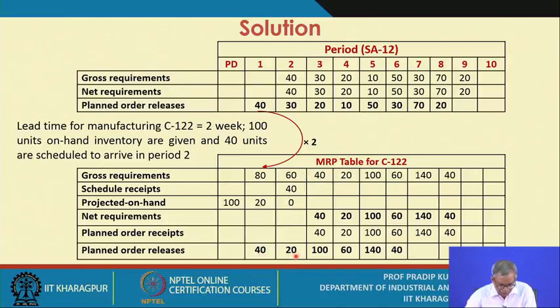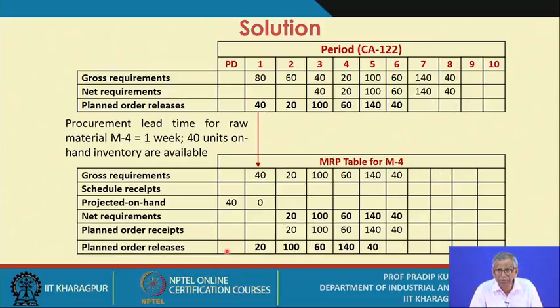So, you require say the 20 units over here. Is it okay? So, the 40 units over here, that means 40 is 60, and 60 into 40 we have. So, you have already 100 units. Is it okay? So, the 100, 60, 140 and 40. Is it okay? So, planned order releases will be 20, this will be 20, this will be 100, this is 60, this is 140, this is 40. That is it. Okay. So, this way you calculate the values of all these parameters for the component C122.